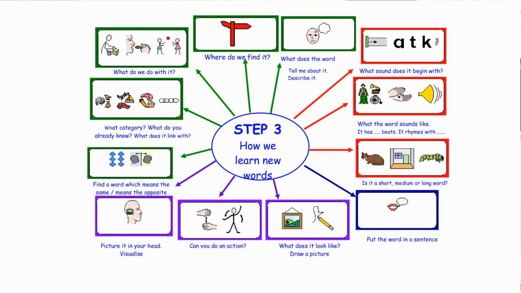So if the word's table, we can talk about where we would find that word. We would find a table in the kitchen, what we do with it, so we would eat off a table. And we could also talk about words which are similar to a table, so a desk or a table. So that's your word wheel.